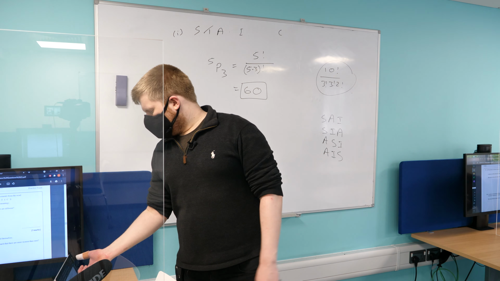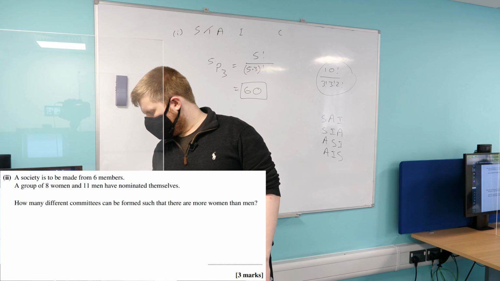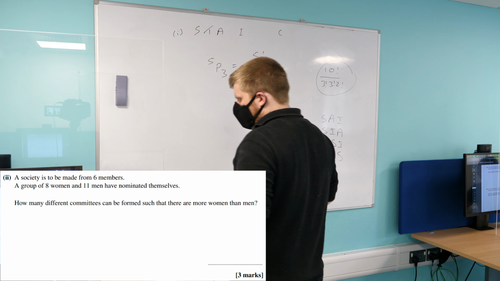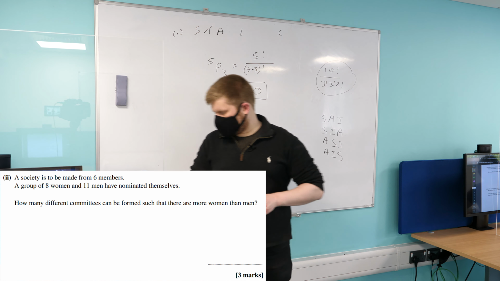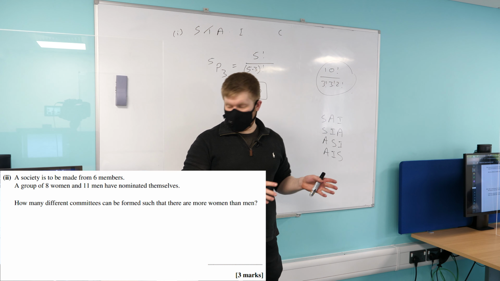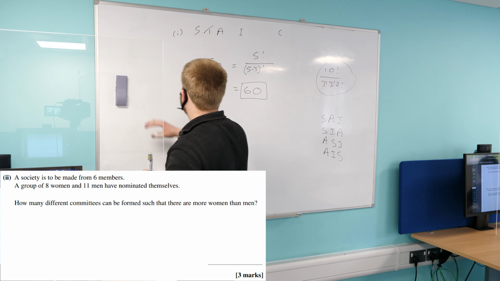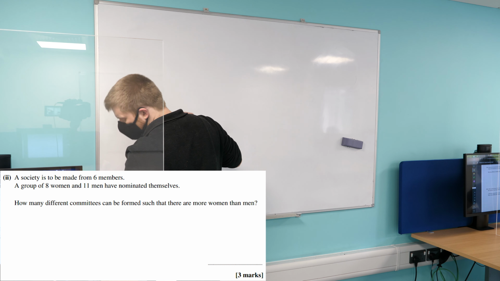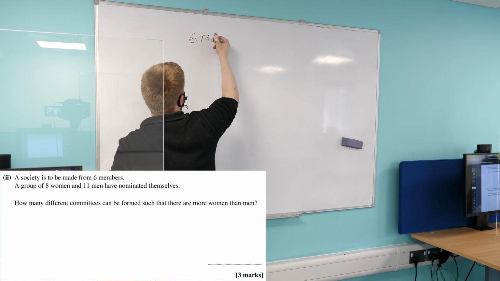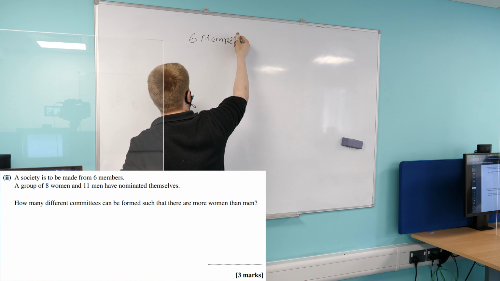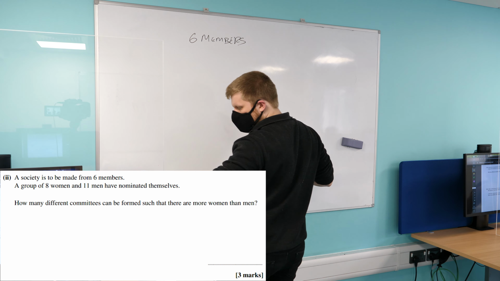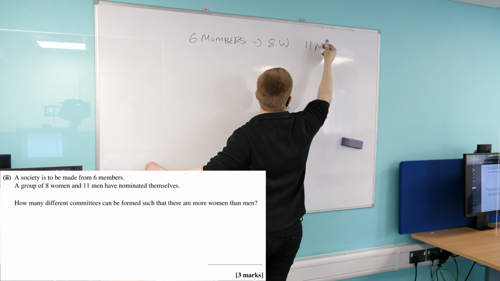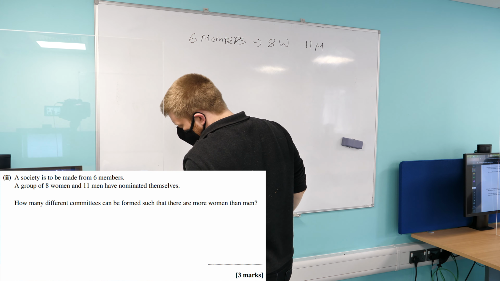Let's have a look at question 2 then. So similar kind of theme, but a different question. We've got a society. Now it's got to be made from 6 members, and we're told that we have a group of 8 women and 11 men. So let me just write this information down. Okay, so we need to make a society from 6 members. And we have 8 women and 11 men to choose from. So 19 people in total to choose from.